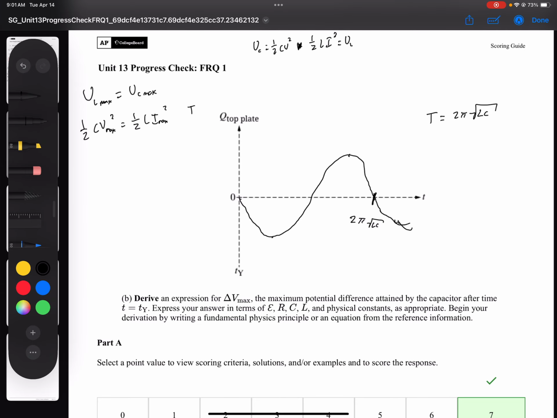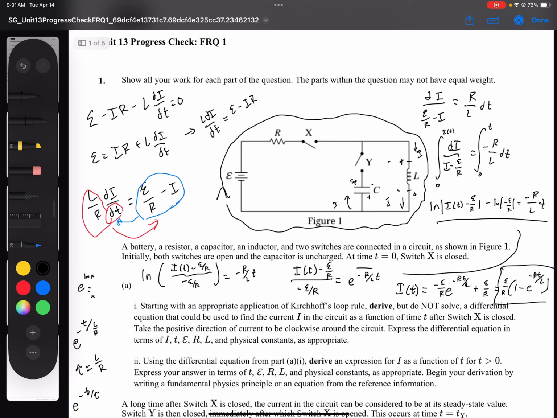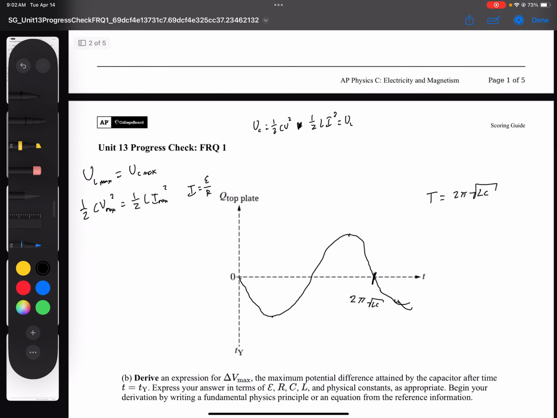And I know that the max current is just epsilon over R. The reason I know that is because I'm looking at this circuit here. When it reaches steady state, the inductor just acts like a wire, so there's not going to be any potential drop across the inductor. All the current in the circuit is just going to be the voltage drop across this resistor. So the current I is equal to epsilon over R, because at steady state, this inductor acts like a wire.